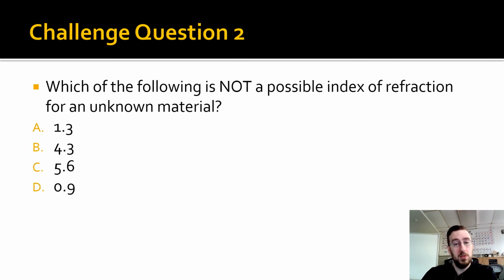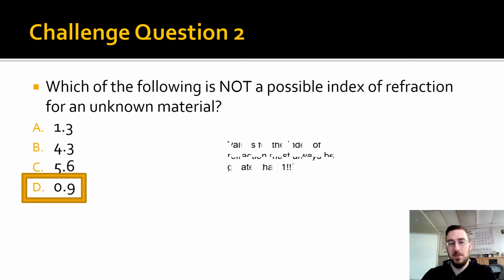All right, question 2, which of the following is not a possible index of refraction for an unknown material? Hopefully you're looking at these, figuring out the oddball. It's 0.9. You can't have an index of refraction less than 1. It's not possible. It's always got to be equal to or greater than 1.